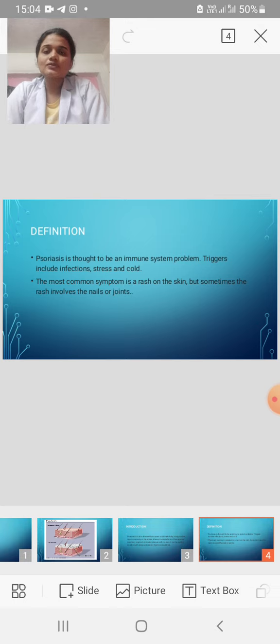Psoriasis is thought to be an immune system problem. Triggers include infection, stress, and cold. The most common symptom is a rash on the skin, but sometimes the rash involves the nails or joints. Psoriasis is an immune system problem, and triggers include infection, stress, and cold.